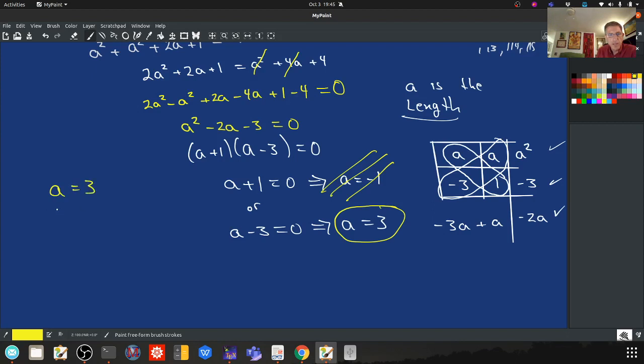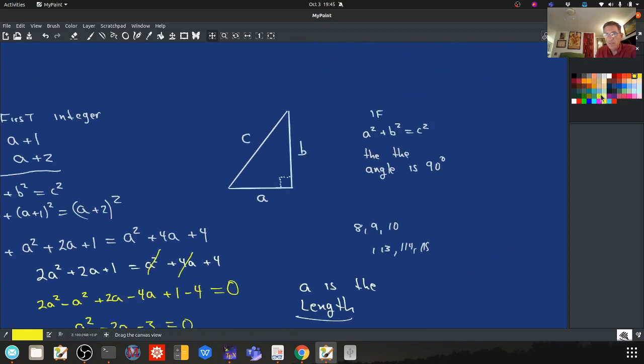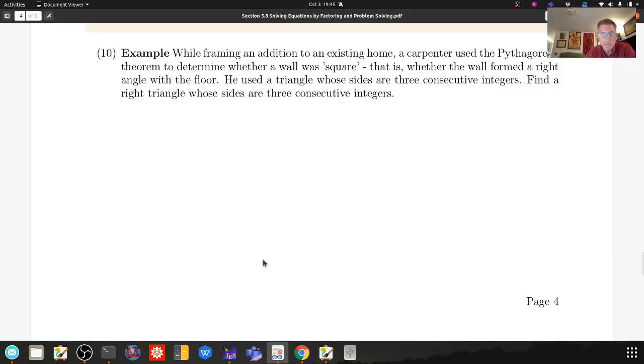Remember that b was equal to a plus 1, so b is equal to 4, and c was equal to a plus 2, so c is equal to 5. So we have our really familiar 3, 4, 5 right triangle. One of the most famous known, and certainly the Babylonians knew about that as well as the Greeks.